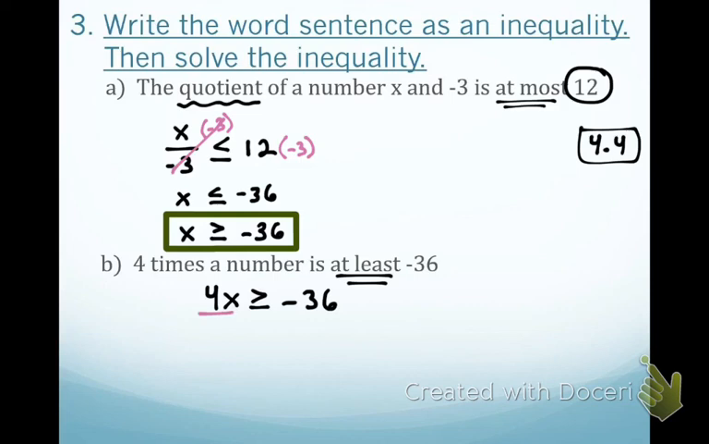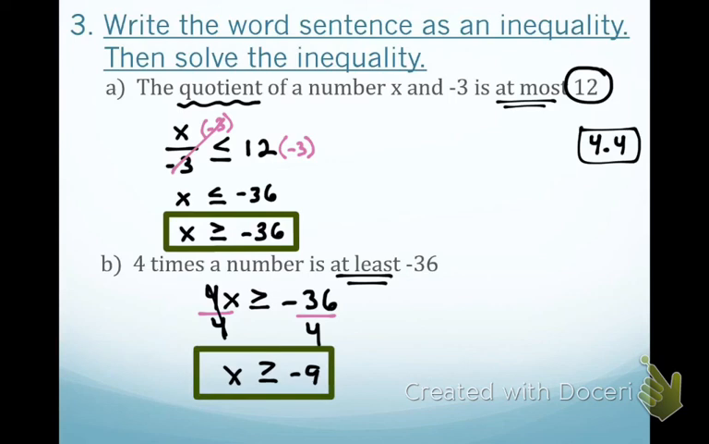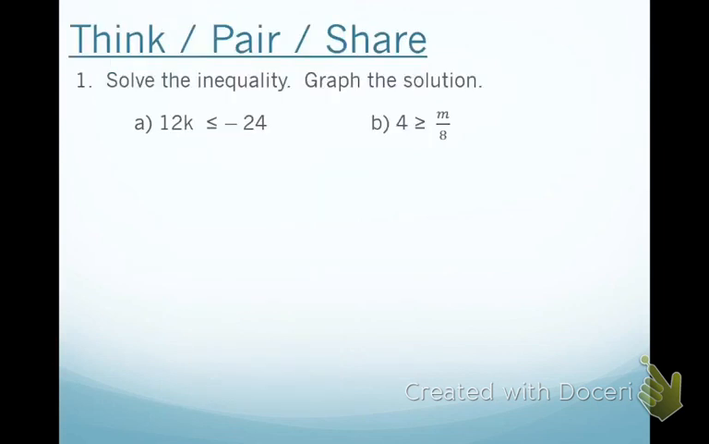I've got to get rid of that 4, so I'm going to divide by 4 on both sides. My final answer is x is greater than or equal to negative 9. I do not need to flip the symbol because the last thing I did was divide by a positive number on both sides. How many of you would say that you got it correct? Excellent. Most of you did. If you didn't, that's okay. Just erase it and fix it.